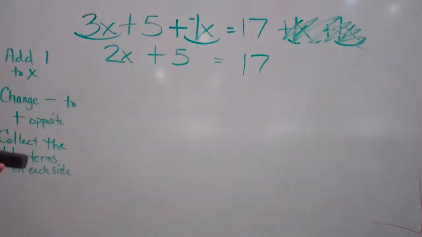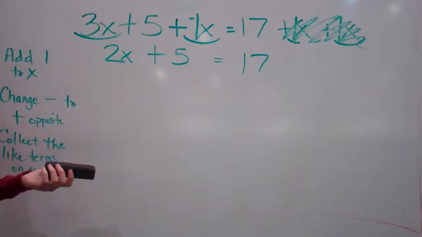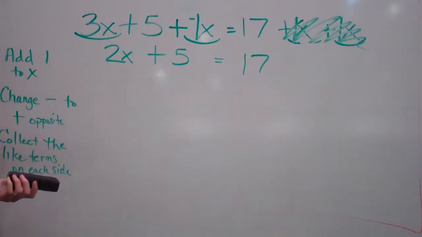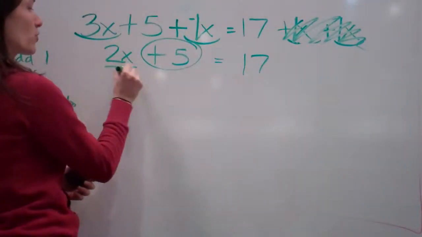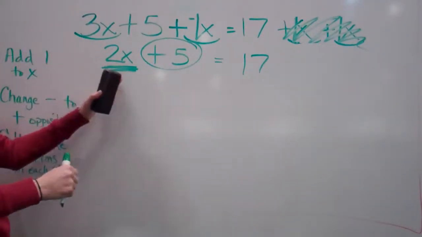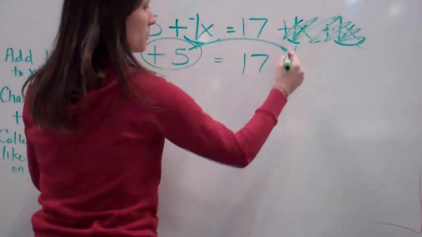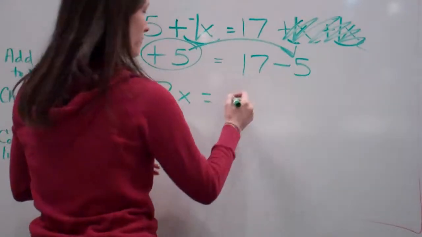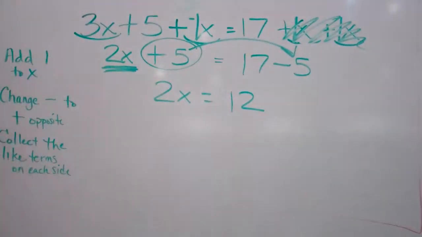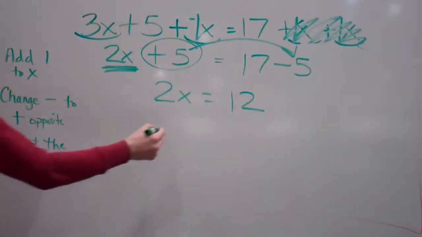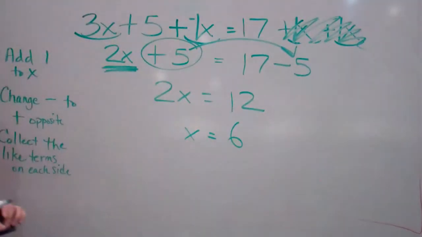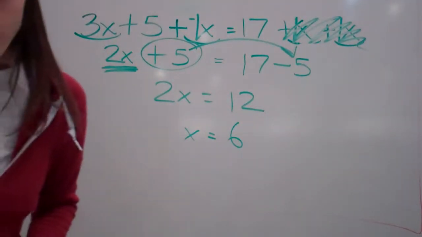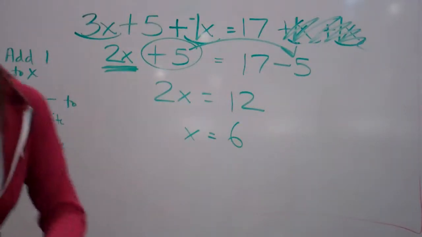Now it looks like a problem you're used to. Okay? So then what would my next step be? You take the 5 away because we want the x number to be by itself. So plus 5 would become minus 5. And so now we have 2x equals 17 minus 5, which is 12. And now this says 2 times what equals 12, and we know that x equals 6. That was easy. Pretty good, huh? I think we've learned that before. Not too bad.